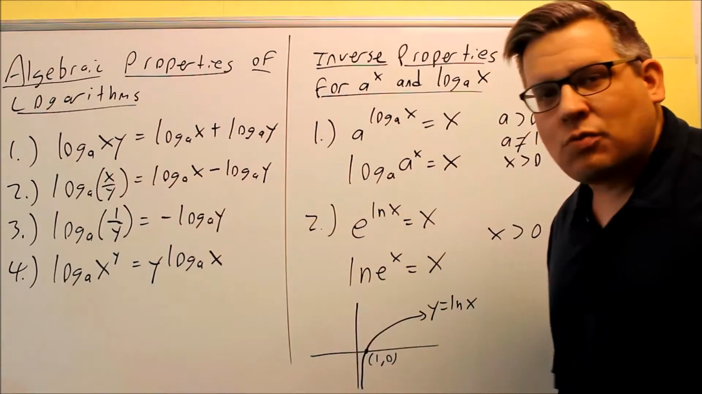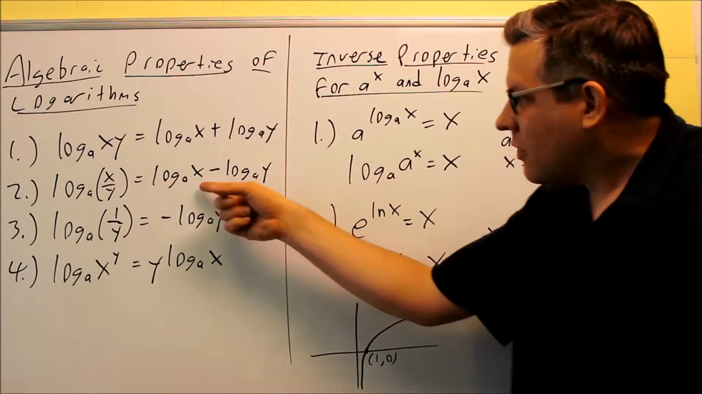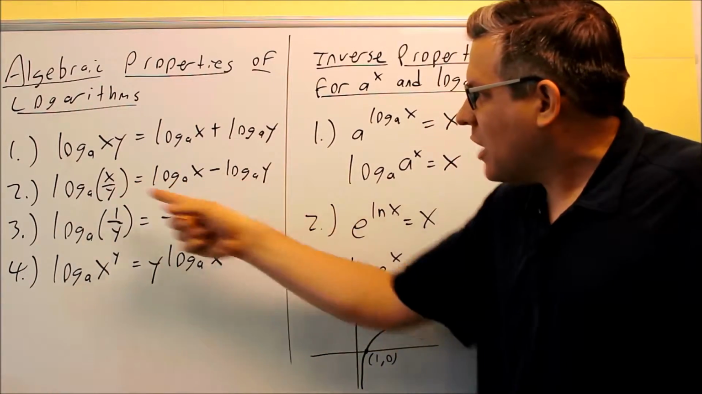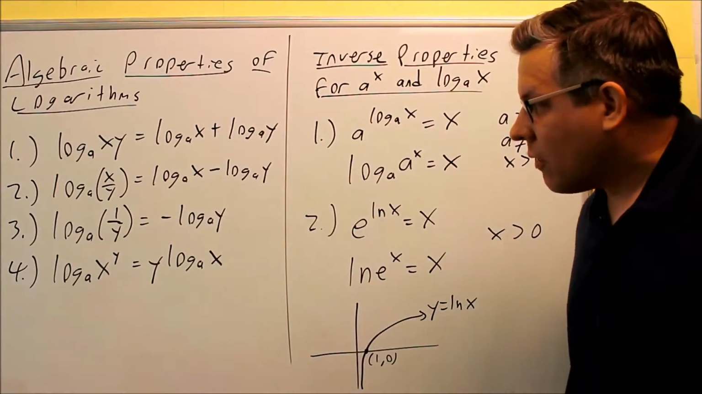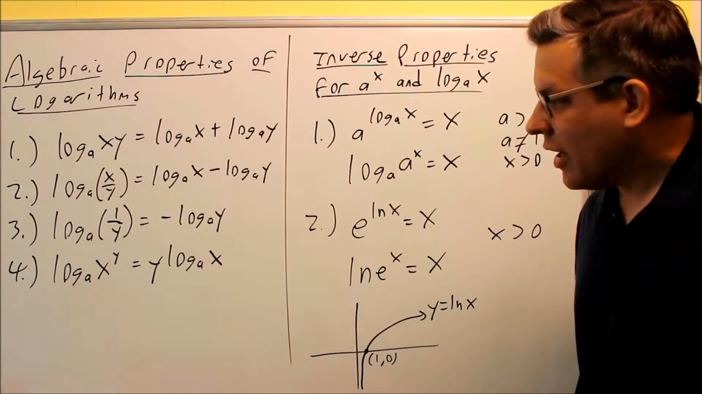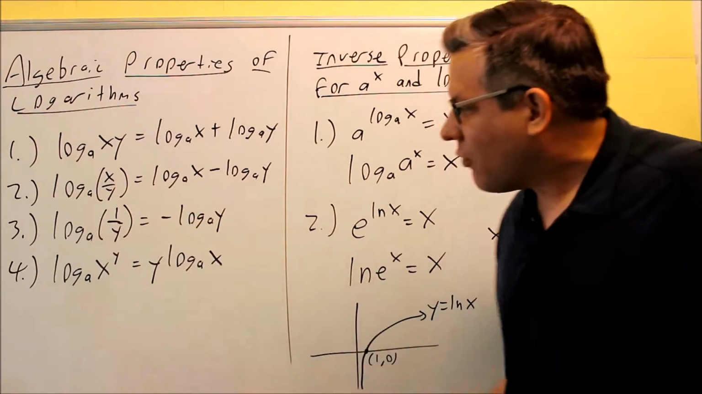Likewise, if you have two things being divided, it turns into subtraction, and you can break up the log. Notice that all the bases here are the same. If this is log base a, then all the other ones have to be log base a as well. If you have 1 over y inside, it turns into a negative log. It's easier to look at than in that form.